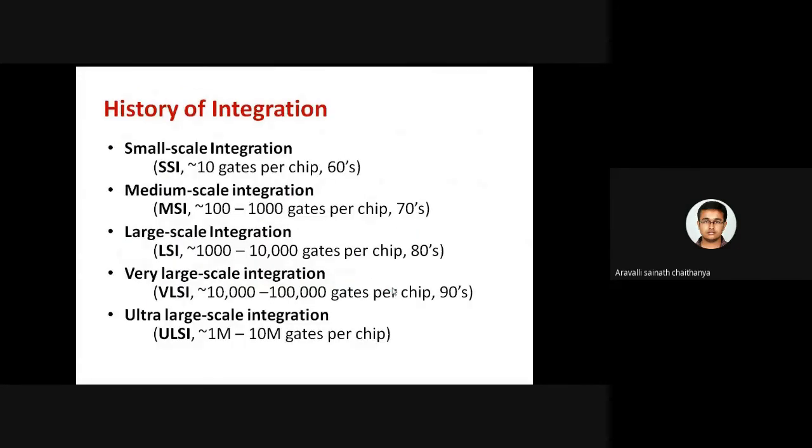So this history of integration, I think I need not tell you because you might have learned it in the VLSI subject. So this is small scale integration, where I can place 10 to 100 logic gates on a single chip. With medium scale integration, I can place up to 1000 gates, large scale integration 10,000 gates, and very large scale integration greater than 1 lakh. And now we are in the stage of ULSI, that is ultra large scale integration. This ultra large scale integration started in the year 2010.